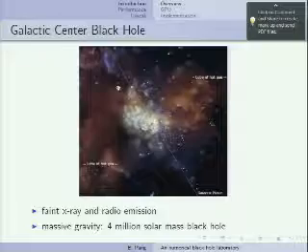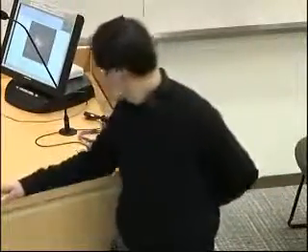Here's a picture of the galactic center. The position of the galactic center is called Sagittarius A star. Sagittarius is a familiar constellation on the sky. This image is probably not as familiar. It's an X-ray image of the galactic center. And at the very center of the X-ray image is a faint point source, and it is believed to be a massive 4 million solar mass black hole that has both stars orbiting around it and also has gas flowing into it.